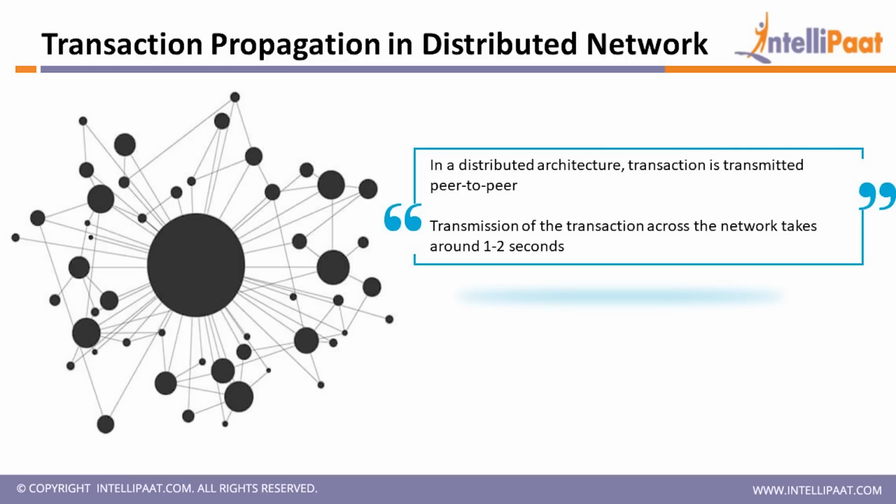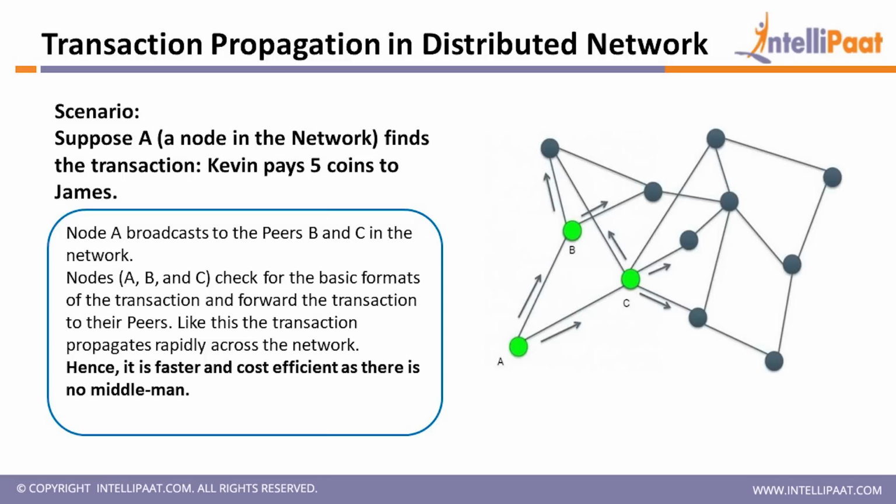Transmission of the transaction across the network takes around 1 to 2 seconds only. So every peer node helps you propagate the transaction over the whole network and collectively helps pass the information to each and every node inside the network, so that every node has updated information inside the ledger. This way, information travels faster than in the current existing system.